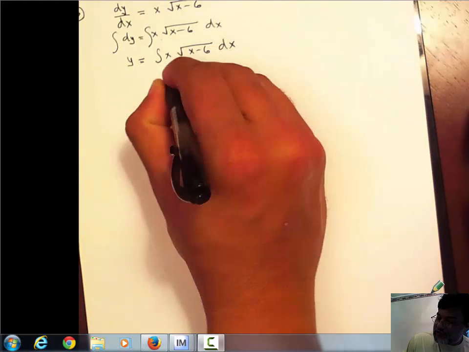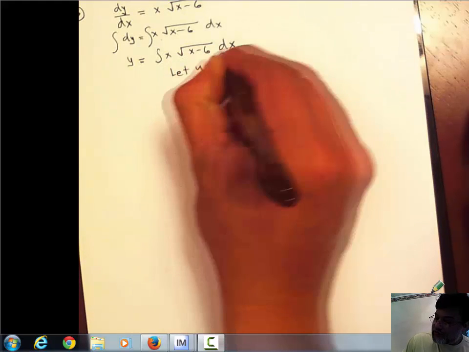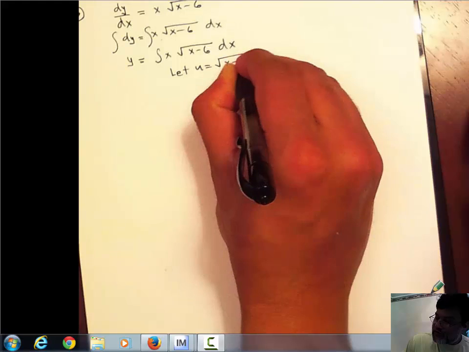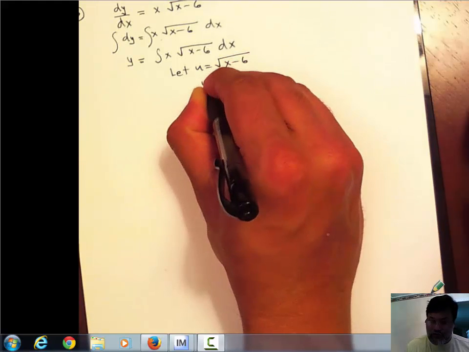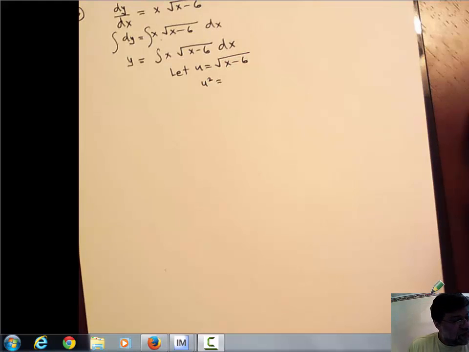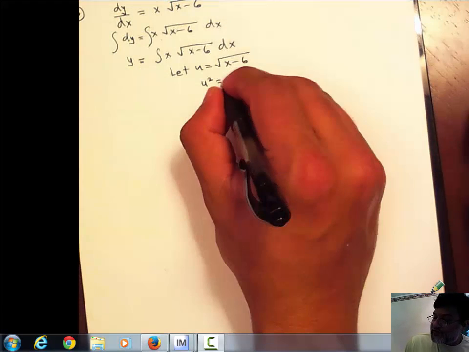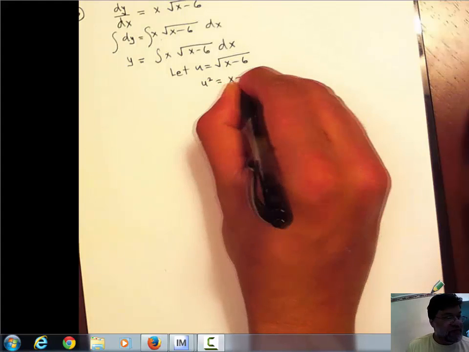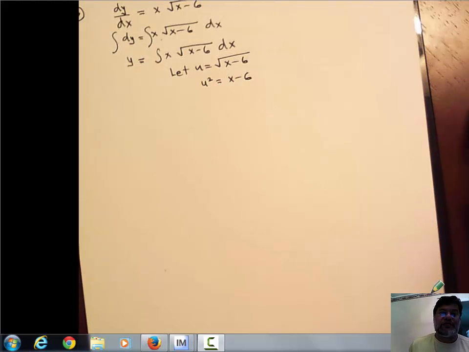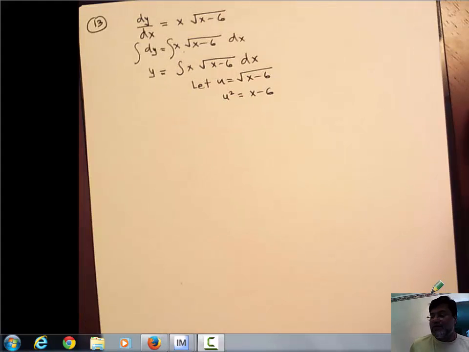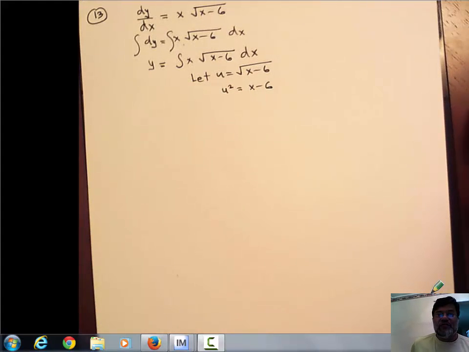Let u be that. Then what would you call u squared? If u is the square root of x minus 6, then can I write u squared is x minus 6, because I'm squaring both sides?